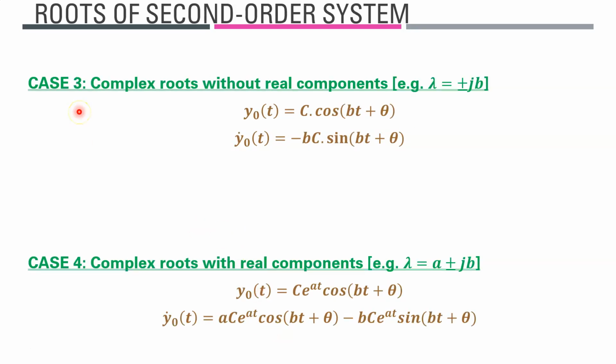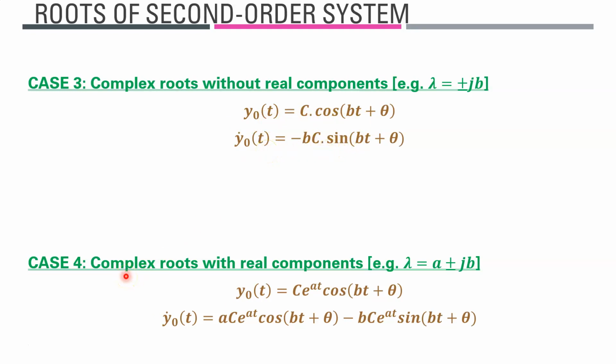For case number 3, you will have complex roots without real components, for example lambda equals plus minus j b. This b is a constant. For example, you might have plus minus j5 or lambda equals plus minus j10. This b is put into this equation here, so your general solution of the zero input response is given by this equation. If you differentiate this, the cosine will become a sine function like this.